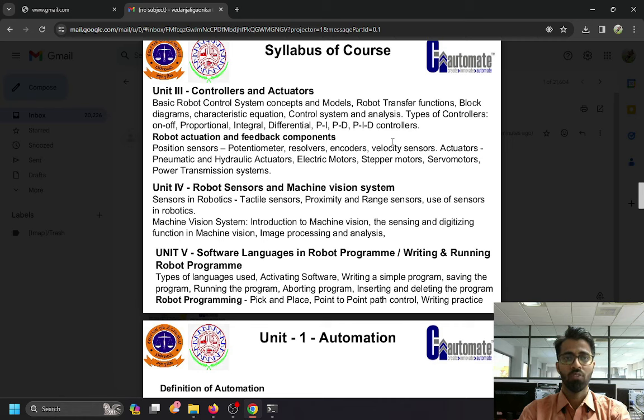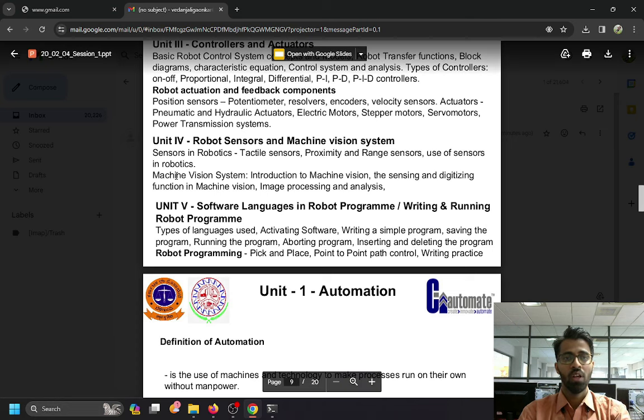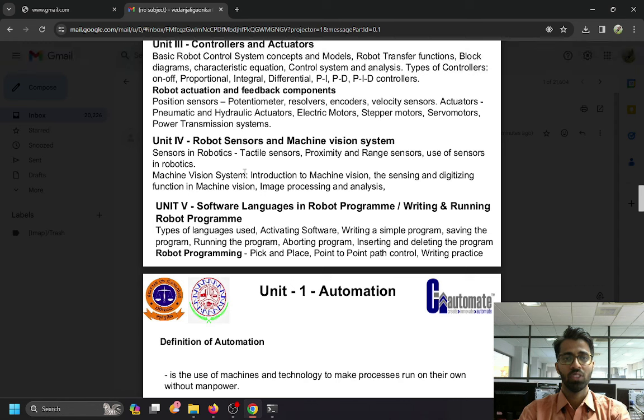Unit 4 is for robot sensors and machine vision systems. Sensors in robots: tactile sensors, proximity and range sensors. Machine vision system: introduction to machine vision, the sensing and digitization function in machine vision, image processing and analysis.